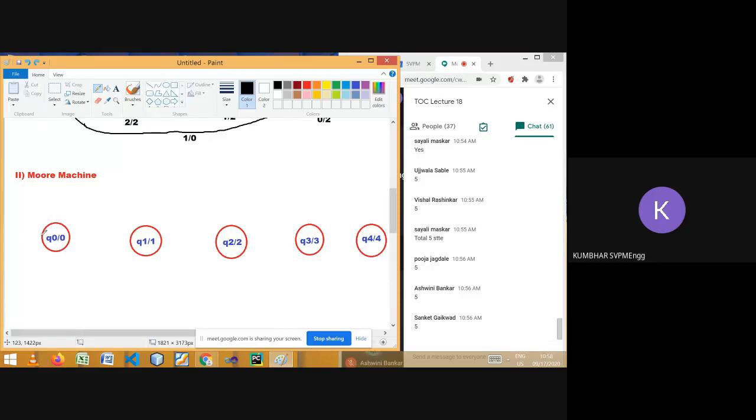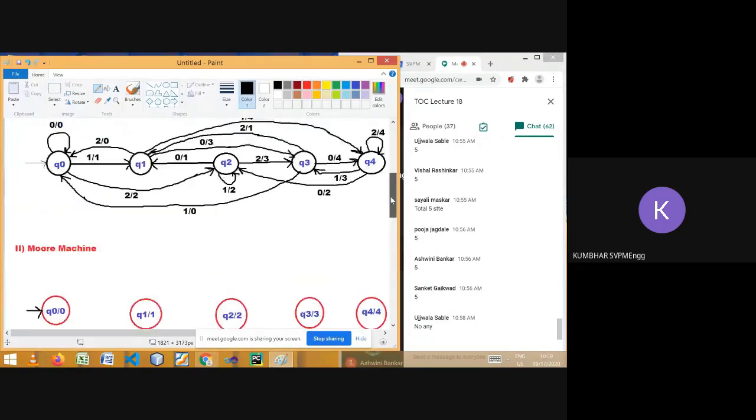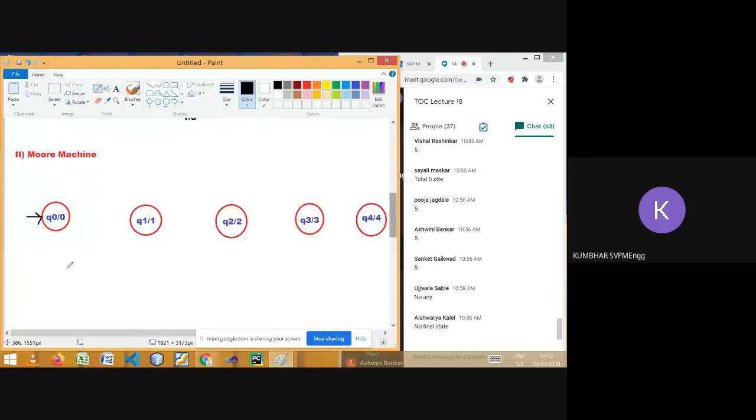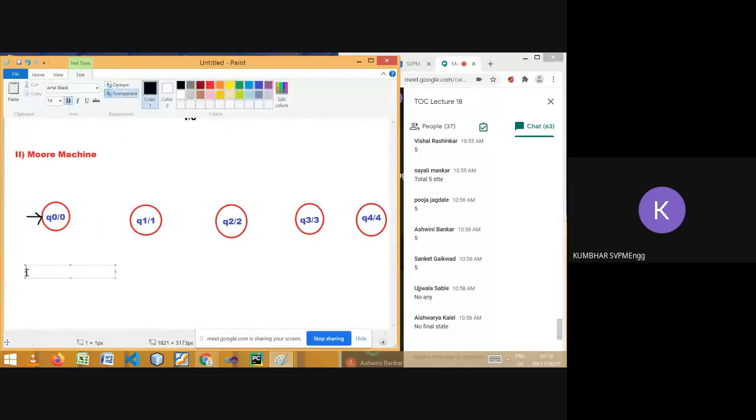Fine. For a transition, what will you suggest? Can we use the same transitions as those of the Mealy machine here? Let's check. Now we are in Q0, which means we have already input 0. If we read 0, then 0 mod 5 means it will be 0. So after reading 0, it is going to the state which is specifying output 0. So which state? Self loop. Correct.